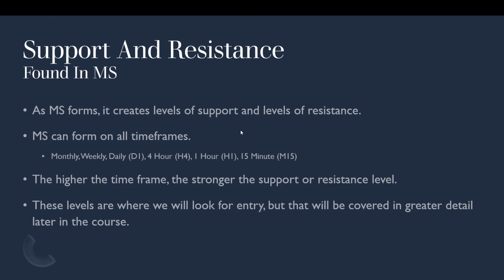As market structure forms, it creates levels of support and resistance. Market structure can form on all time frames, like we discussed. It's fractal. It can occur on the daily, the monthly, the weekly, the hourly, and market structure is going to look the same. But the higher the time frame you operate on, the stronger the support or resistance levels are going to be. So if I'm operating on the 4-hour or the daily charts and I'm seeing resistance or support on these levels, then they're going to have more integrity, more probability of holding.